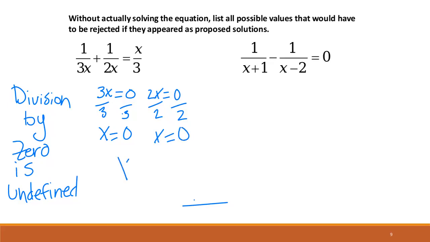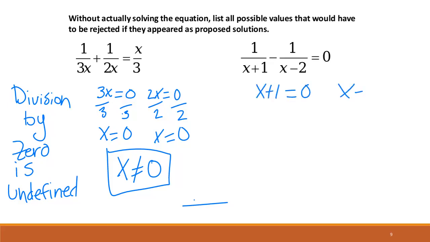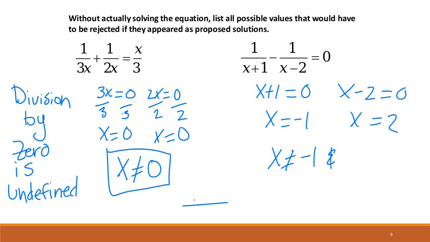So we find that x cannot equal 0 based off of the solutions we got for our denominators here. Same thing on this one: x plus 1 cannot equal 0, and x minus 2 also should not be equal to 0. So x equals negative 1 and x equals 2 cannot be solutions. So we see x cannot equal negative 1 and x cannot equal 2.